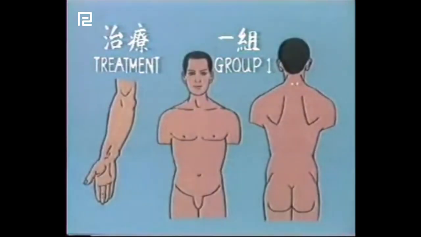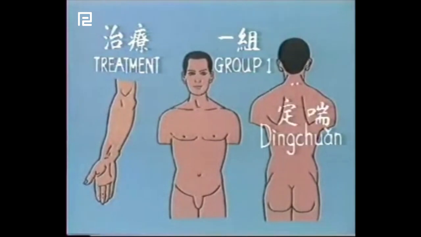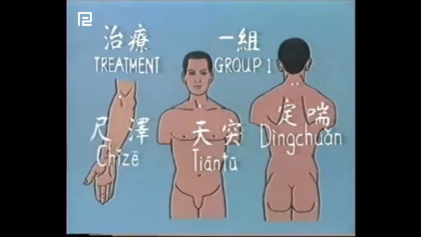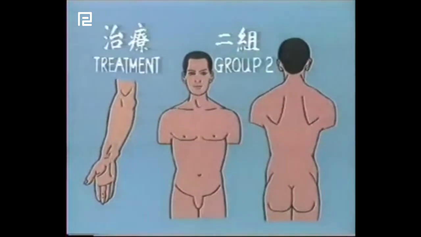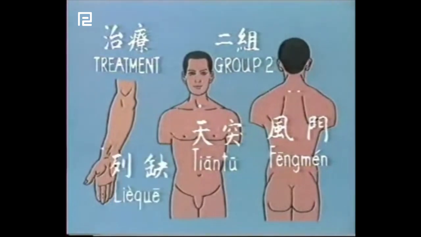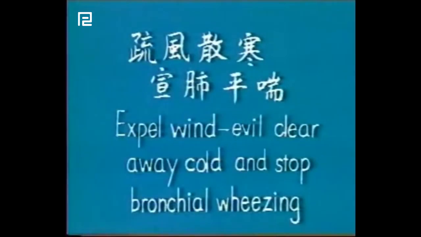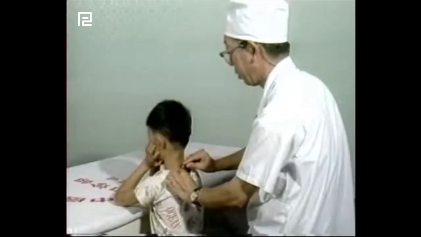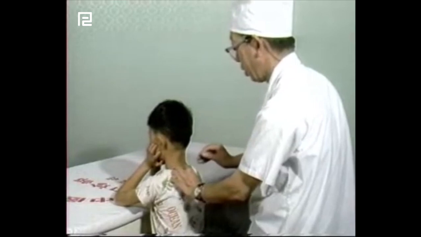Treatment. Group 1. 定喘, extra point. 天突, Ren 22. 尺泽, lung 5. Group 2. Fengmen, bladder 12. 天突, Ren 22. And 列缺, lung 7. Applying these 2 groups alternately can eliminate wind, expel cold, facilitate the circulation of pulmonary qi, and relieve the asthma as well.